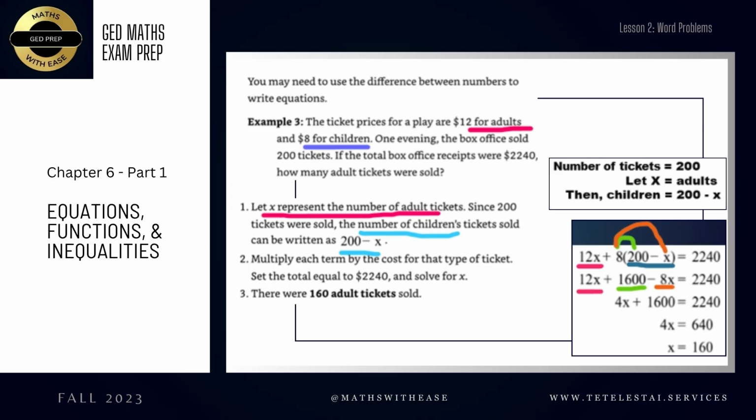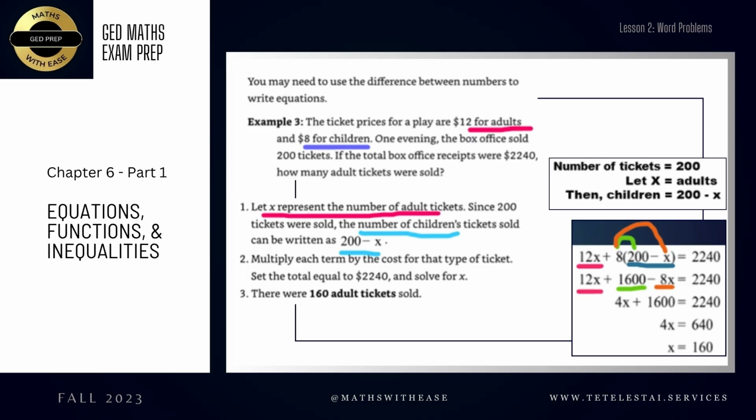And if you subtract the number of adults who bought tickets from the total number of tickets, we'll know that the remaining tickets went to children. So it makes sense to let 200 minus x represent the number of children. And then from that, we can continue with our equation. We know that the ticket price for adults is 12, so we're going to multiply 12 by x. We know that the ticket price for children is 8, so we're going to multiply 8 by our representation of children in the equation, which is 200 minus x.